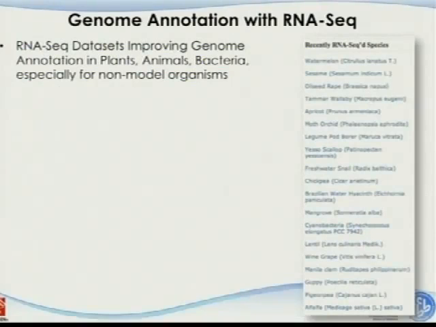And the next application for RNA sequencing is genome annotation with RNA sequencing data. The RNA-seq data sets improve genome annotation in plants, animals, and bacteria, especially for non-model organisms. And you probably can't see this list from the back. Let me read it to you. I cannot really read it because some of the words are not really English. The first one is watermelon. And I see the oilseed rape. And I don't know any of these. And there are the wine grapes somewhere here.